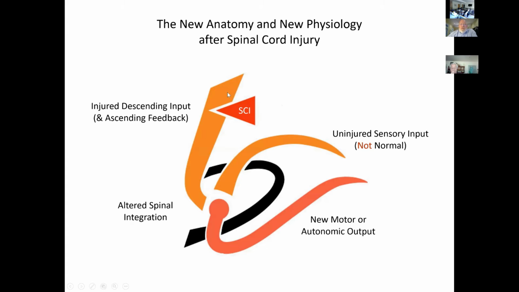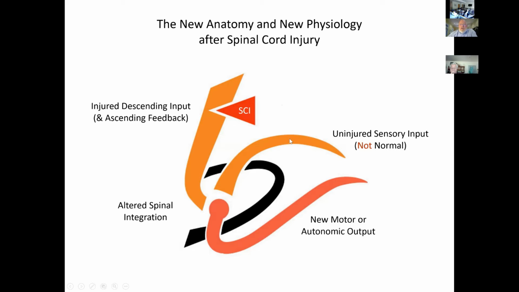So we have both a decreased amount of descending input and ascending feedback and an altered anatomy and physiology of the uninjured inputs to the spinal cord, which guarantees that there's going to be some altered spinal integration and a change in motor output. But the flip side is to say, well, this route into the spinal cord is still present. It is uninjured even if it's changed, and we have access to it.